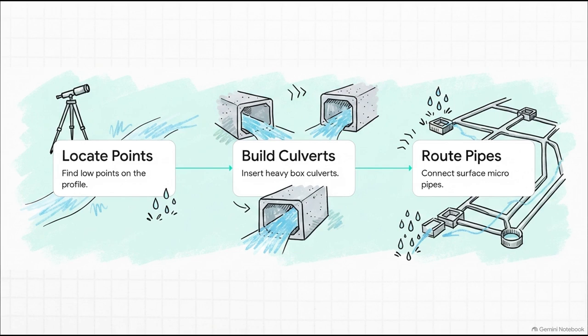So that gives us a really clear three-step workflow to conquer the water. Step 1, locate those low points. Step 2, build the culverts for crossflow. And step 3, route the surface pipes to them. It's a beautifully logical system. Identify the threat, build your primary defense, and then manage that secondary runoff.